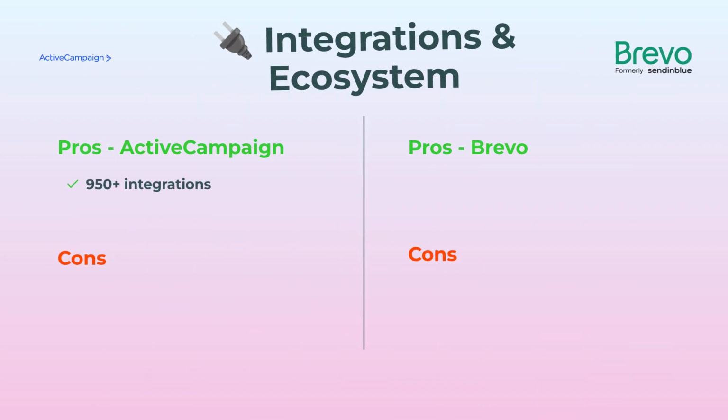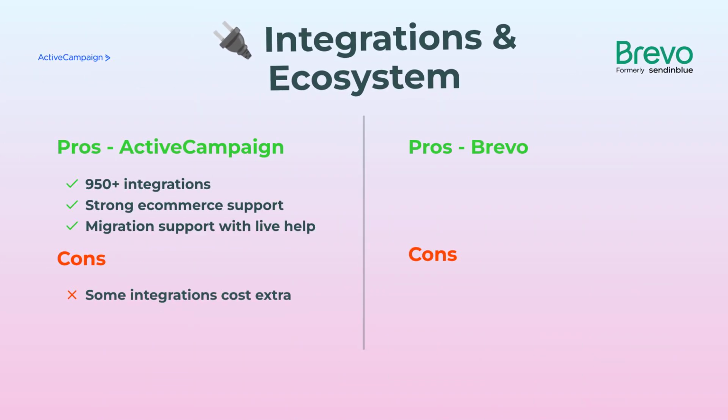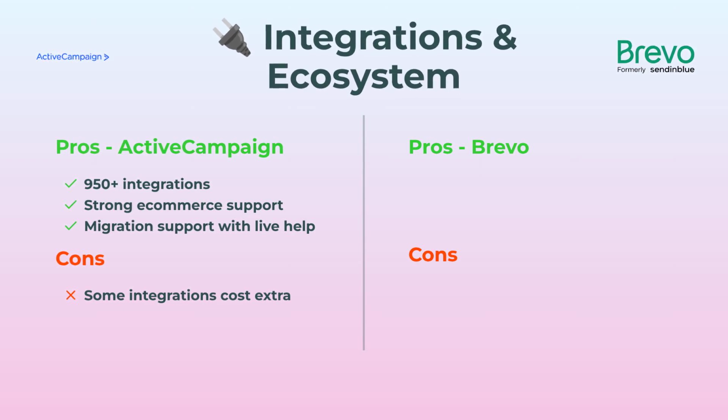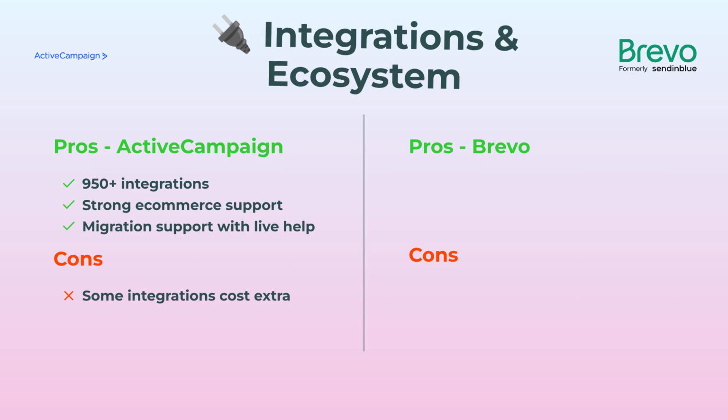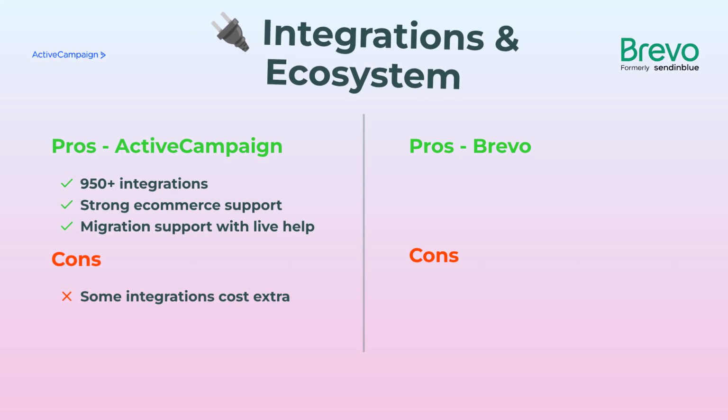Next, integrations and ecosystem. ActiveCampaign shows off with 950+ integrations. Seriously, almost anything you might connect, it's covered. Plus, it's got strong support for e-commerce stores and even migration help, like live support if you're switching over. Just watch out, some integrations do cost extra, which can add up.